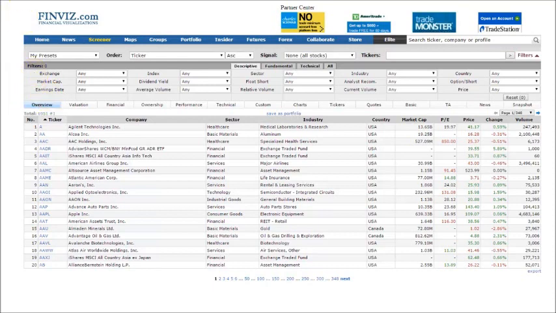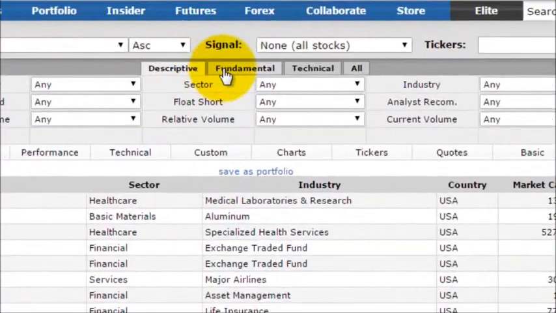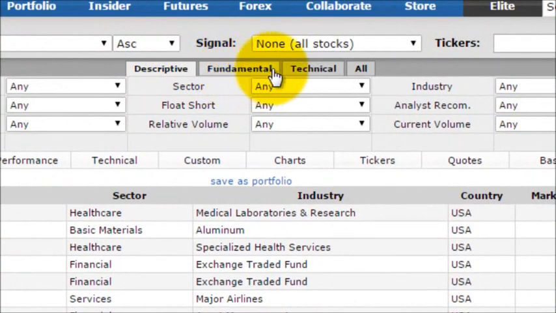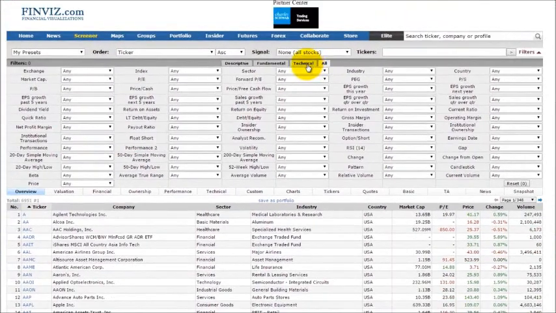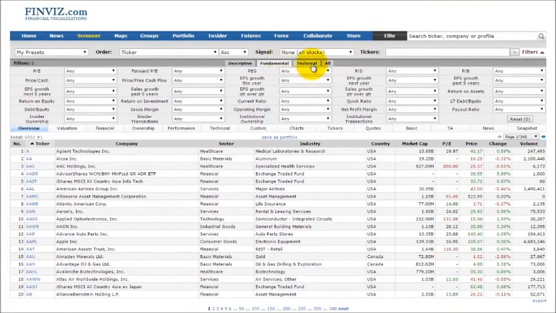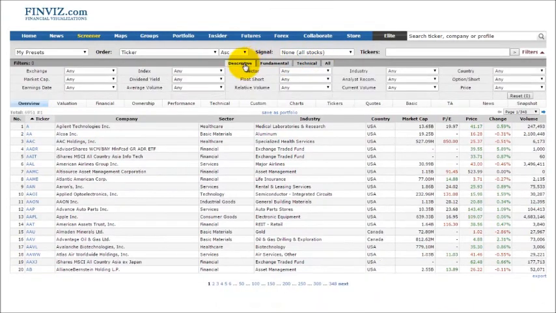So what you'll do is you'll come to Finviz.com, that's Finviz.com, and then just click on the screener option right here. And then when you do, you'll see this screen here. Let's go through these real quickly. First of all, you'll see there are a few tabs up here at the very top: fundamental, technical, and all. When we click these, they just show us different options that we can have. We'll just go ahead and go to the descriptive to begin with.